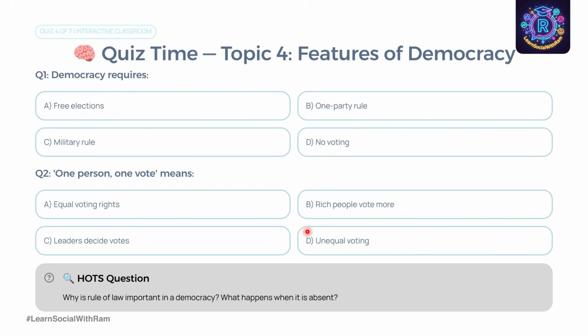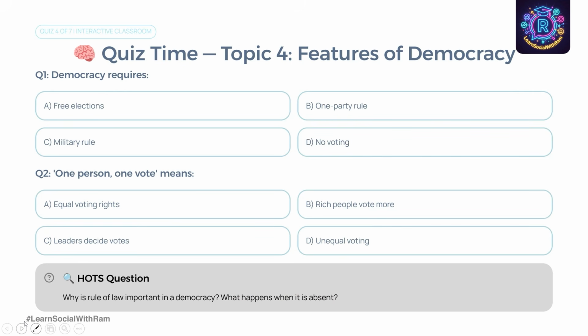Now let us try to answer a few quiz questions on features of democracy. Question number 1. Democracy requires option A, free elections, option B, one party rule, option C, military rule, option D, no voting. Question number 2, one person, one vote means option A, equal voting rights, option B, rich people vote more, option C, leaders decide votes, option D, unequal voting. Please do comment down the answers in the comment section, and you can also try to answer why is rule of law important in democracy, what happens when it is absent.